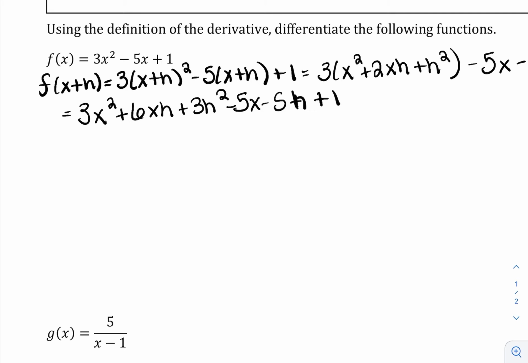And then we look to see if we have any like terms, and none of them are like. The first one is x squared, then xh, then h squared, then x, then h. Nothing is alike, so this is as far as we can go in terms of being simplified.